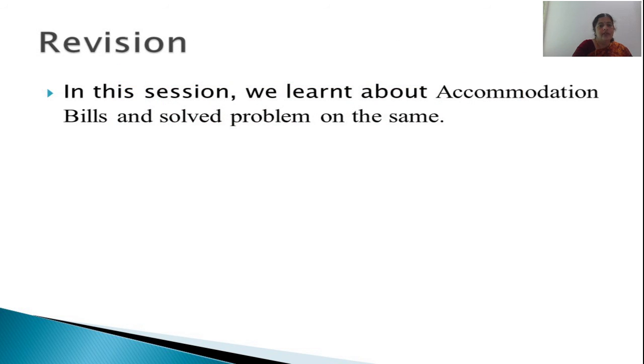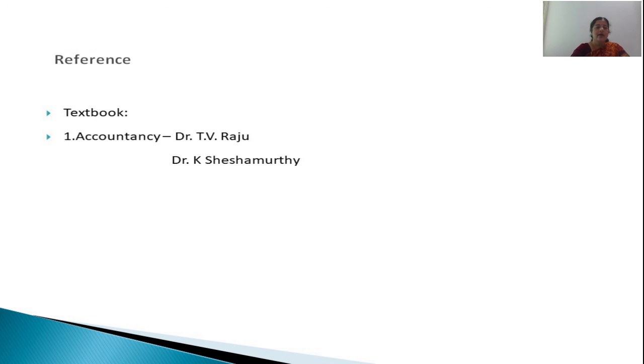So here we learnt about accommodation bills, and we solved a problem on the same thing. If you want further reading on this kind of bill, or in case you want to solve a few more problems on the same topic, you can refer to the book The Accountancy by Dr. T.V. Raju and Dr. K. Sheshamurthy. Thank you.